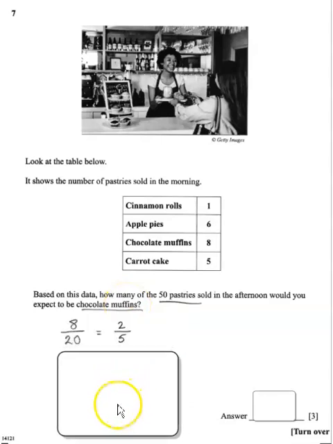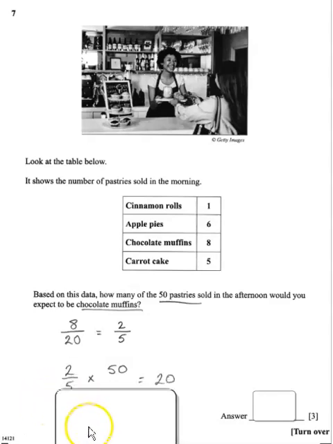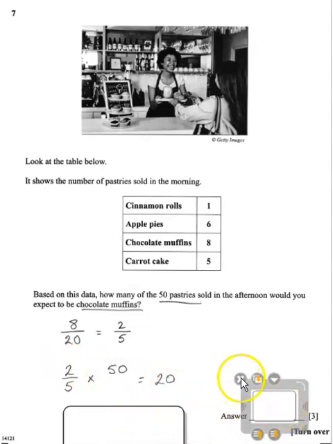Sometimes, because it's a non-calculator paper, you can take the fraction 8 out of 20 here and simplify it, and then choose which one would be easiest to work with. Because we're working with 50, we can see that 2/5 is probably better to work with. So it's 50 divided by 5, which is 10. 10 times 2 is 20. So that is the answer. They're expecting 20 chocolate muffins to be sold in the afternoon.